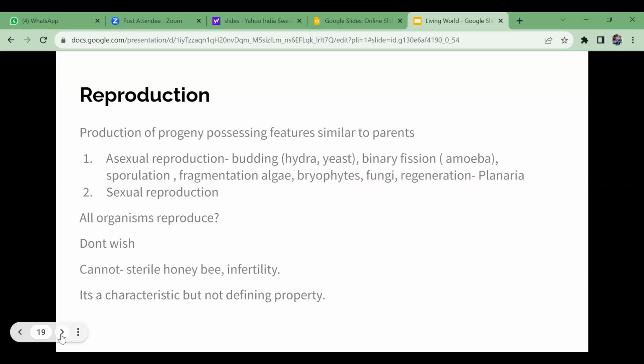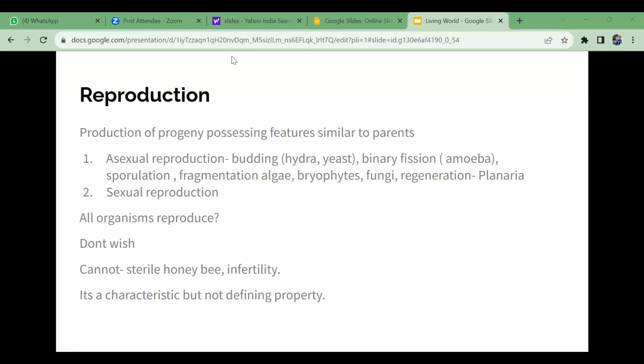Next is reproduction. Tell me, is reproduction a defining or a characteristic feature? Characteristic feature. Actually, you have to say it is an exception. Because you can't say reproduction is a defining feature of living organisms. Reproduction is an exception, because it is shown only by living organisms, but not all living organisms. You will never see a non-living thing showing reproduction. Growth is shown even by non-living things, but reproduction is an exception. Please correct yourself.